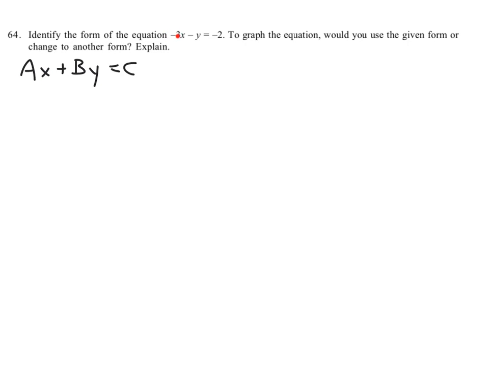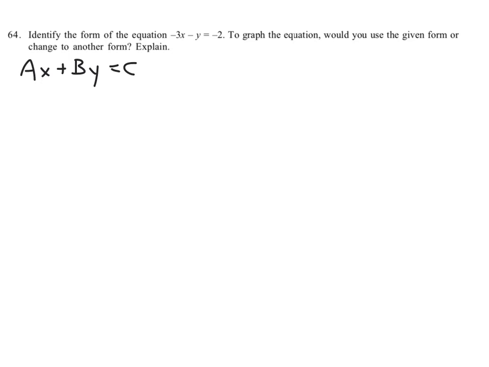a is the coefficient of the x term, in this case negative 3. Then you put your y terms, b is the coefficient of the y term, in this case negative 1. And then c, which conveniently you can remember because it stands for constant, is the constant, in this case negative 2. Okay? So to graph the equation, would you use the given form or change it to another form?